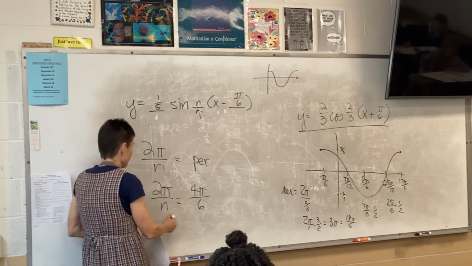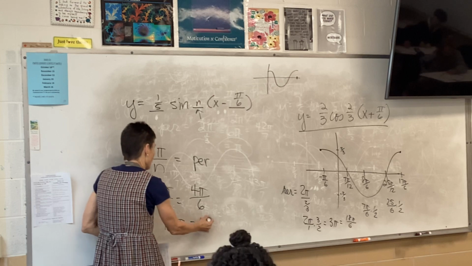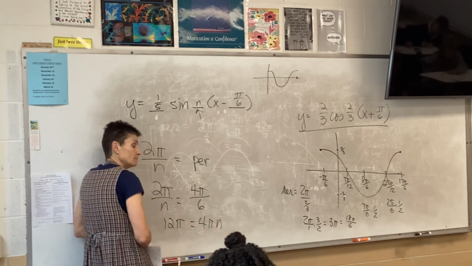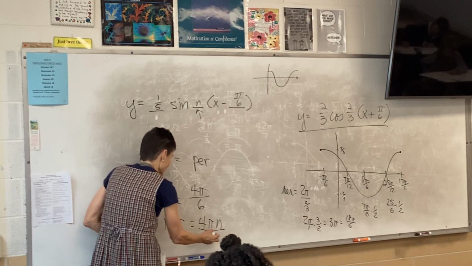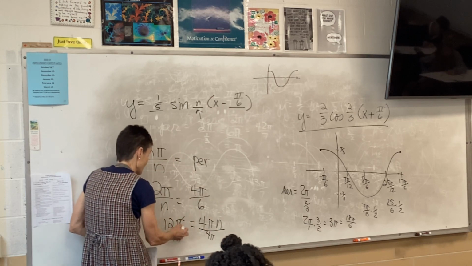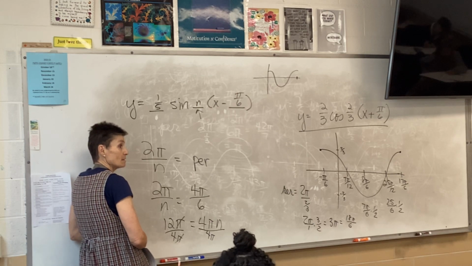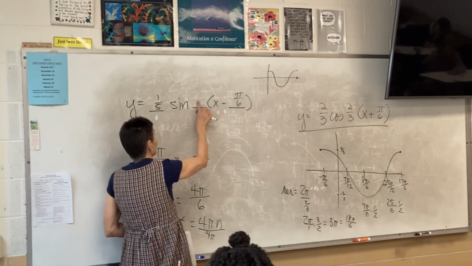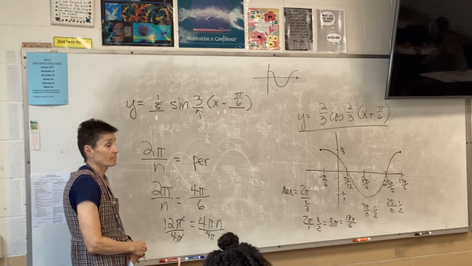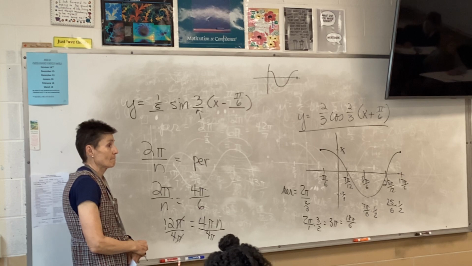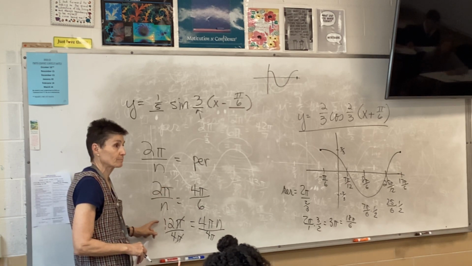So let's cross multiply. 12 pi equals 4 pi n. I'm going to divide by 4 pi because I'm trying to figure out what that n is. And it looks like that n is 3. So you're working everything backwards.